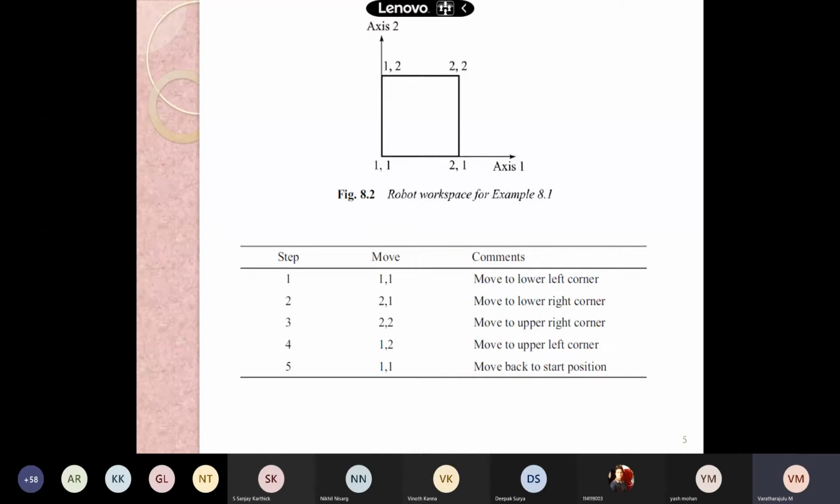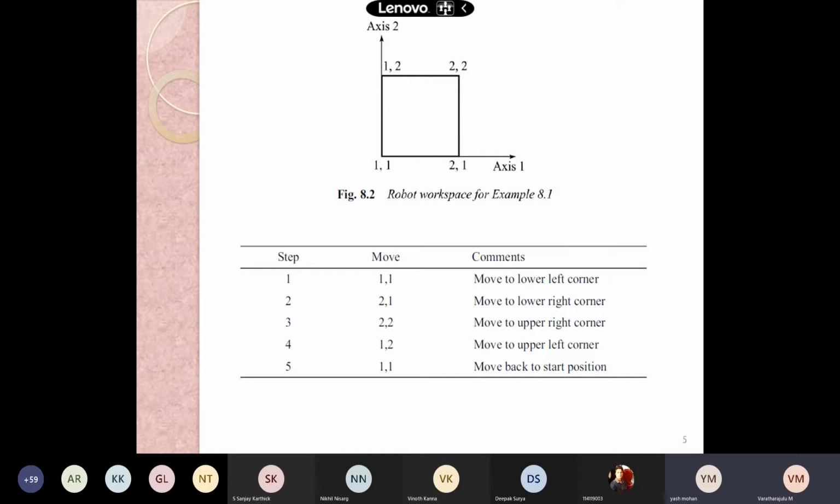And we need to be familiar with the Cartesian coordinates. Excuse me, sir, your voice is going off in between. Yes, now check with audio. I think there won't be any interruptions with the audio, right? Now it's fine, sir.